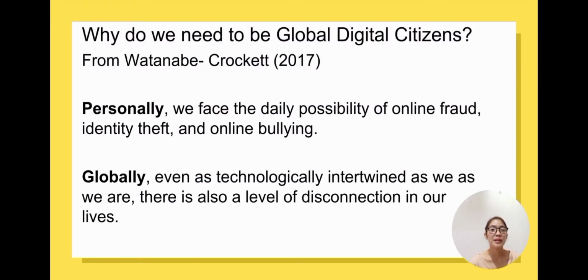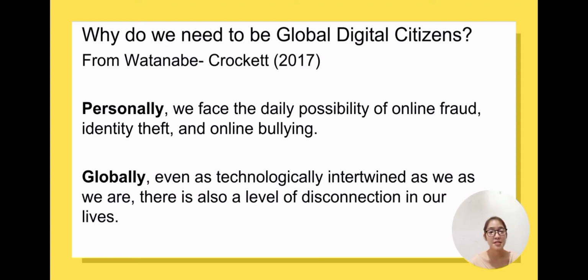Why do we need to be global digital citizens? First one is personally. We must face the daily possibility of online fraud, identity theft, and online bullying. So we should not expose our personal identity, to avoid circumstances where people might use our identity. We must secure ours. We must advocate and demonstrate the kind of self-governance that will keep us safe from harm both online and offline.